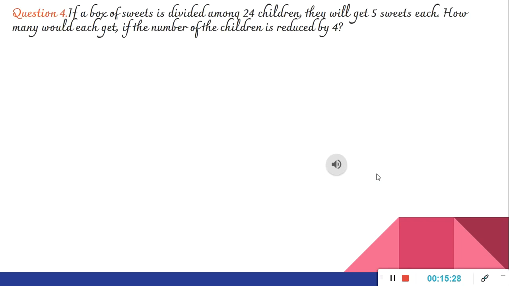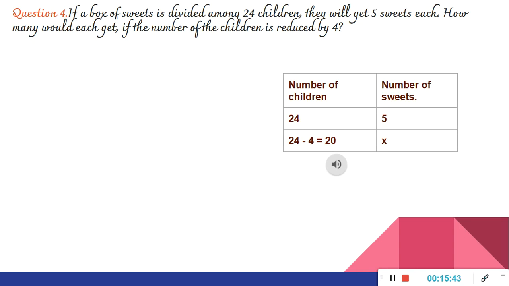Now question number 4. If a box of sweets is divided among 24 children, they will get 5 sweets each. How many would each get if the number of children is decreased by 4? First, we can see the table. What are the things given that we can put in the table. So, number of children 24, then number of sweets should be 5. Means if 24 children are there, then each child will get 5 sweets. Okay. Now, if the number of children is reduced by 4, that means 24 minus 4, that is equal to 20. Then, how many sweets will each child get?